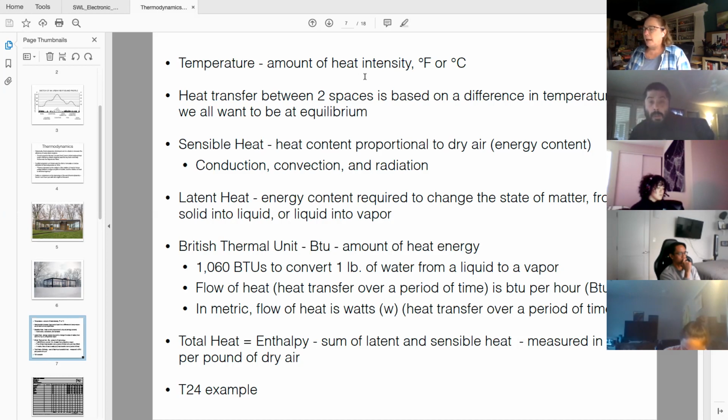Latent heat is the energy that is required to change the state of the matter from solid to liquid or liquid into vapor. So it is water evaporating. It takes energy to evaporate water. That is heat. That energy is what we define as latent heat.